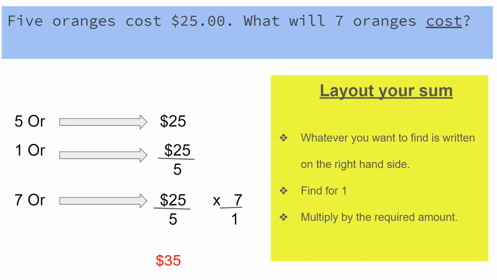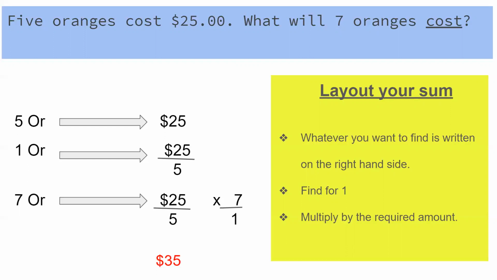We're looking at the relationship between 2 variables here: oranges bought and the price. So again, since the problem asks us to find the cost, we write $25 on the right-hand side. So it's 5 oranges gives me $25. Or rather, $25 gives me 5 oranges. The first line is extremely important.